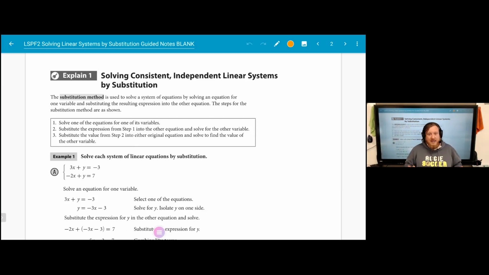No matter how many solutions you have, the steps will be the same. And the steps are this. Number one, solve one of the equations for one of its variables. Right off the bat, star this, do what you've got to do. These are your steps. Solve one of the equations for one of its variables, and I'm going to add this part here: make it easy on yourself. We're going to take a look and see what that looks like shortly.